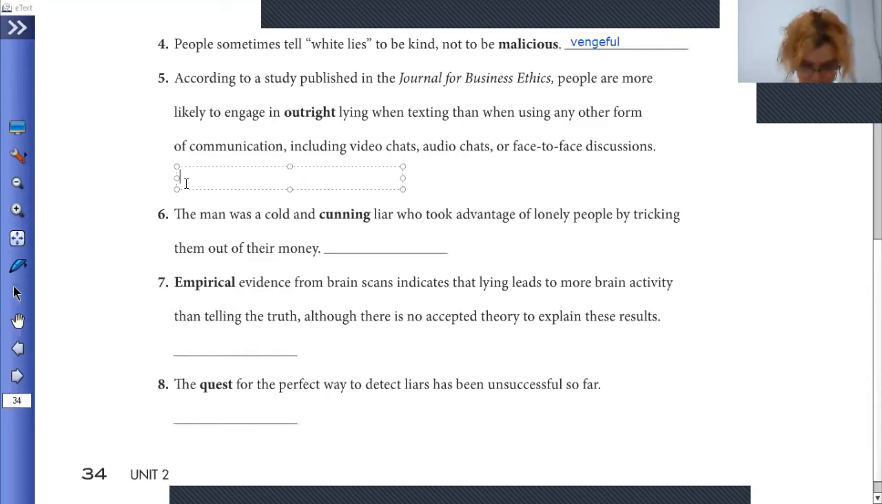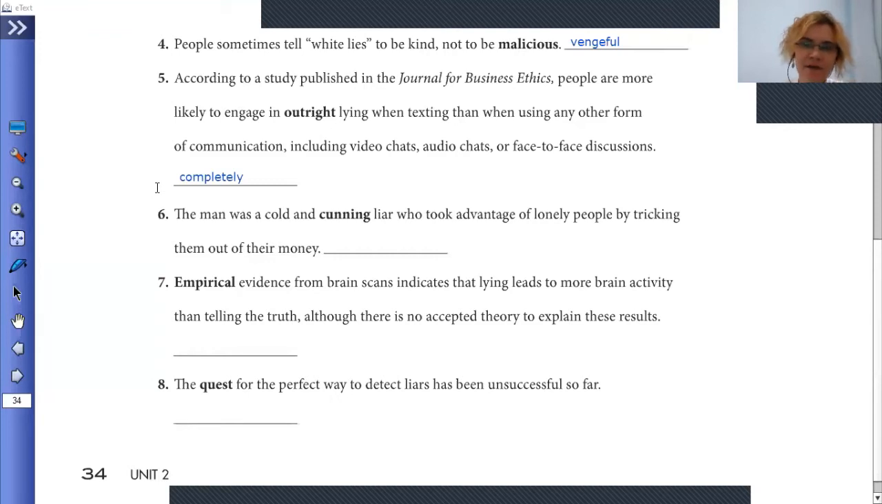Absolutely. Can you read the sentence? According to a study published in the Journal for Business Ethics, people are more likely to engage in outright lying when texting than when using any other form of communication, including video chats. Absolutely.